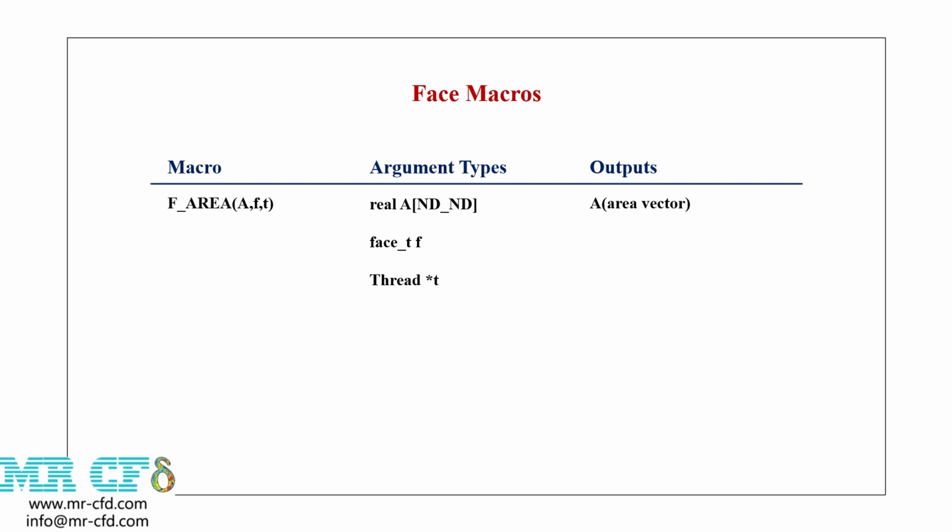The area vector refers to a vector perpendicular to the surface area. This macro also consists of three arguments. The first argument represents a variable that receives the spatial position coordinates of the desired surface. The second argument represents a variable named f that receives data related to each of the surfaces. And the third one is a pointer to the existence of a surface thread.